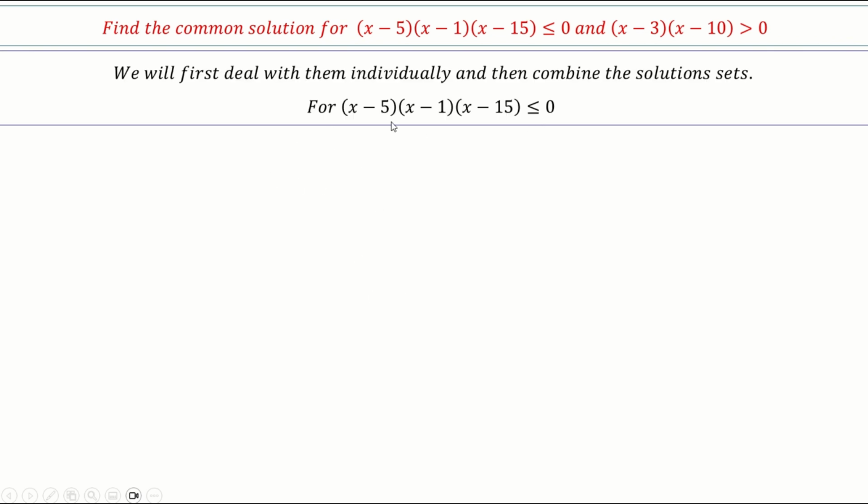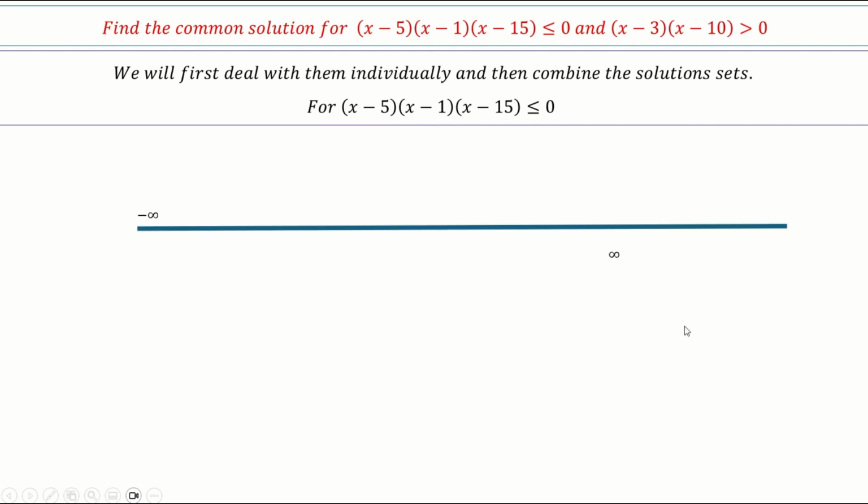So for this one, first I will do x minus 5 into x minus 1 into x minus 15 less than or equal to 0. Draw it. Okay, 1, 5, 15 are my zeros. So beyond 15 it is always positive, so I'll start from top. Go bottom, because all are power ones actually. So change. And I am looking at less than or equal to 0. So this is my solution set.